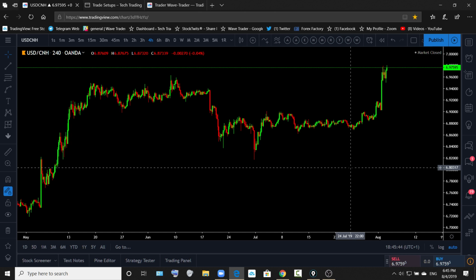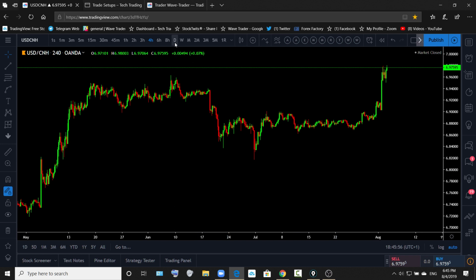We did not see a sell on the dollar against the yen, and the big reason was the Trump tweet. The Trump tweet moved the market. When Trump says more tariffs on Chinese goods, then definitely you're going to see strength on the dollar and weakness on the Chinese yuan.